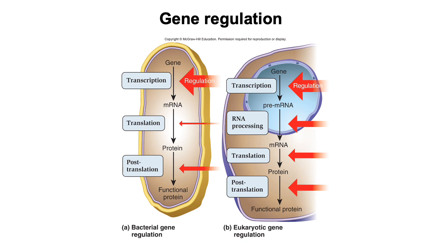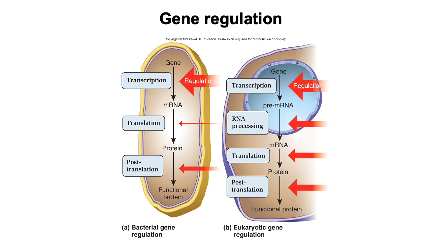And remember, when we were talking about gene expression, there's an additional step in eukaryotes that's not in prokaryotes, and that's the RNA processing step. Remember the capping, the tailing, the splicing? Well, that's an additional step where gene expression can be controlled. But for the most part, it is most common that gene expression is regulated at the transcriptional level, whether you're talking about prokaryotes or eukaryotes.